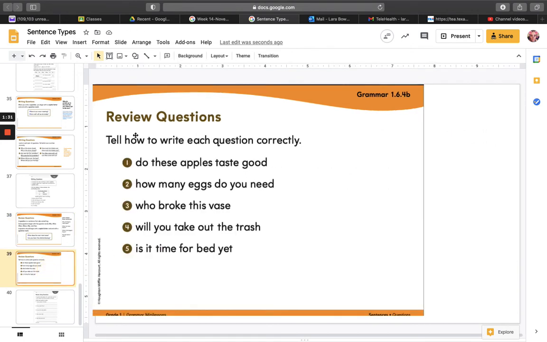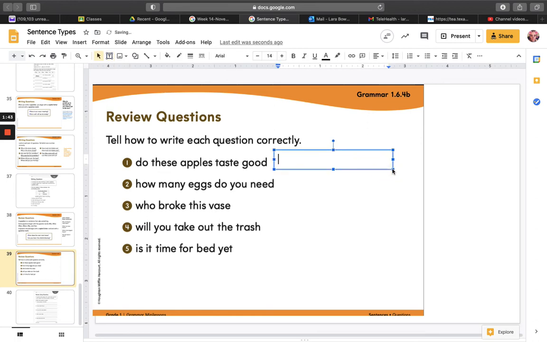On our review questions, it tells us to write each question correctly, like what we just did. Number 1, read it with me. Do these apples taste good? I know it's a question, asking me something. I need a capital at the beginning. Do these apples taste good? And I need a question mark at the end.